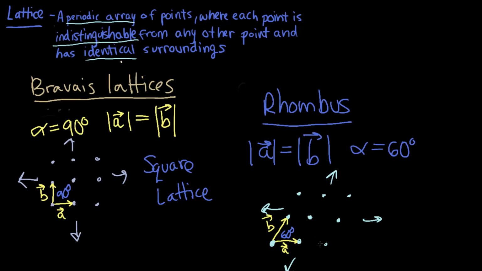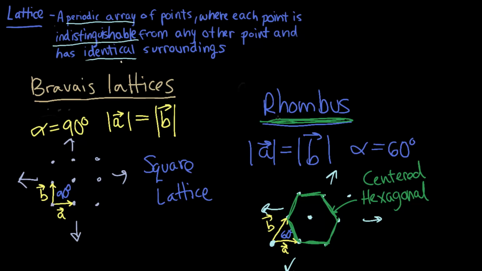This forms a rhombus. And I would like to point out, we also see this centered hexagon here. So sometimes this is also known as a centered hexagonal lattice. But most of the time, we'll call it a rhombus.